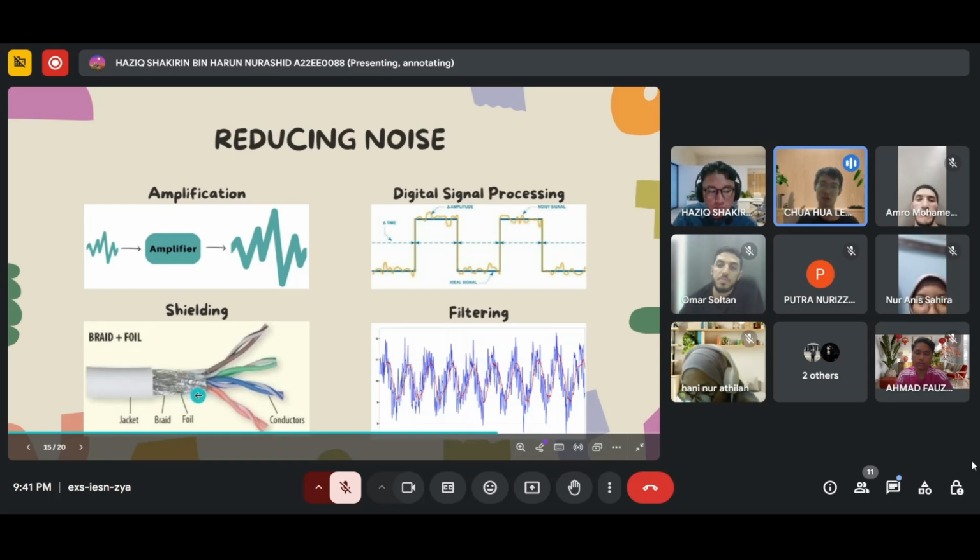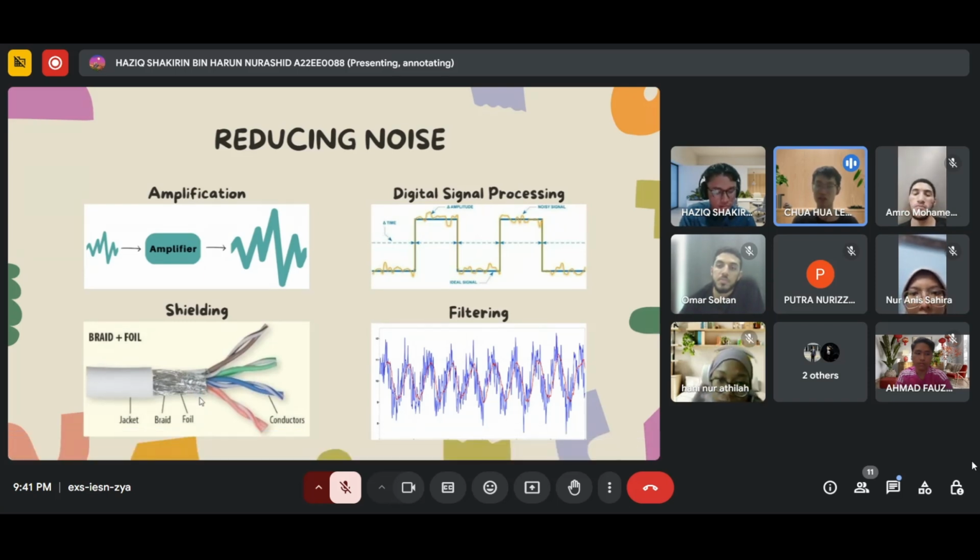So the external environment is very unpredictable. You can be next to a machine, or maybe next to a power cable, and that creates a lot of induced EMF in your conductors. So by having a braid and foil to protect all your cables, they're able to absorb the induced EMF so that it would not affect the signals within your conductors itself.